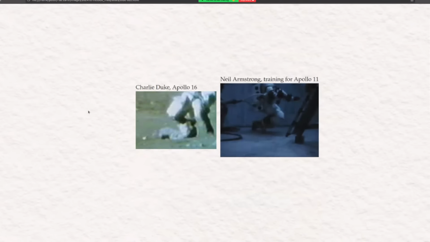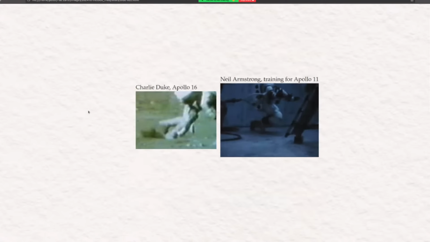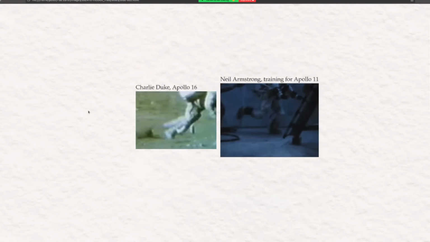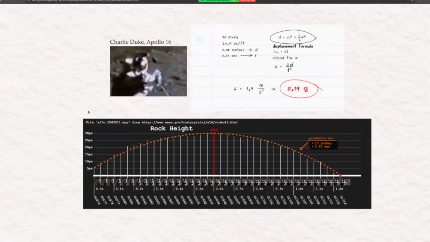Charlie Duke on this Apollo 16 moonwalk was able to pump his feet almost twice as fast as Neil Armstrong in the water, and yet still failed to catch himself because he was moving laterally with no drag. And don't say wires unless you're prepared to say this rock Charlie Duke fumbled was also on wires.